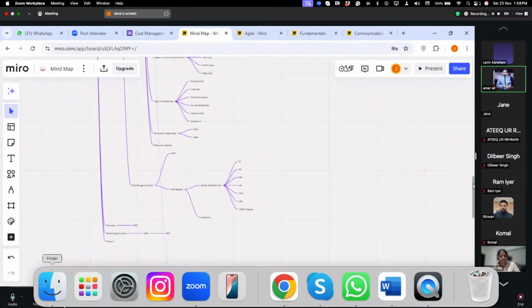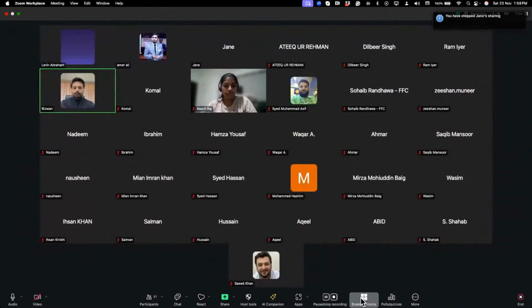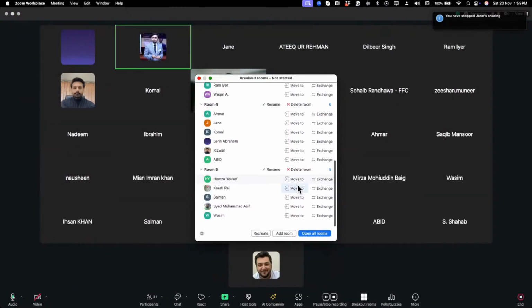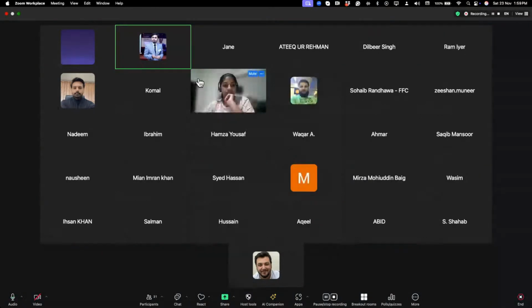That was a very good mind map. Very good job. Great. Okay. Thank you. Last team: Hamza, Kirti, Salman, Asif, Basim. Okay, Kirti, can you share? Yeah, sure.